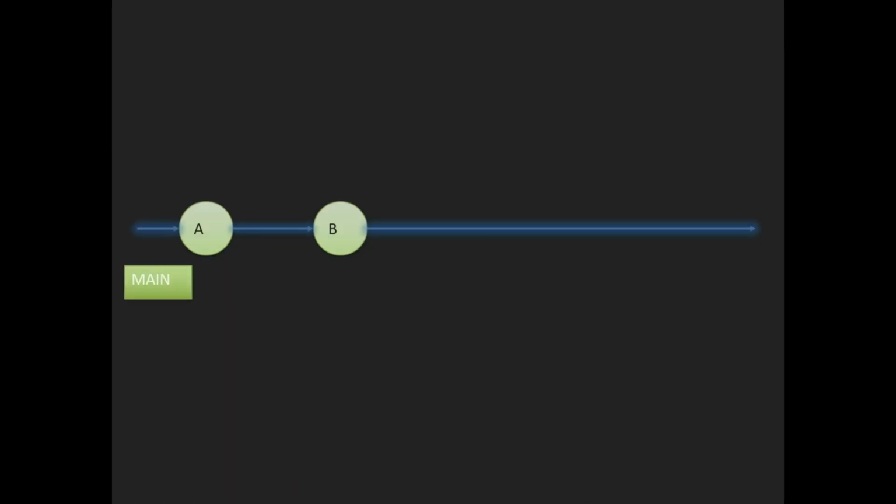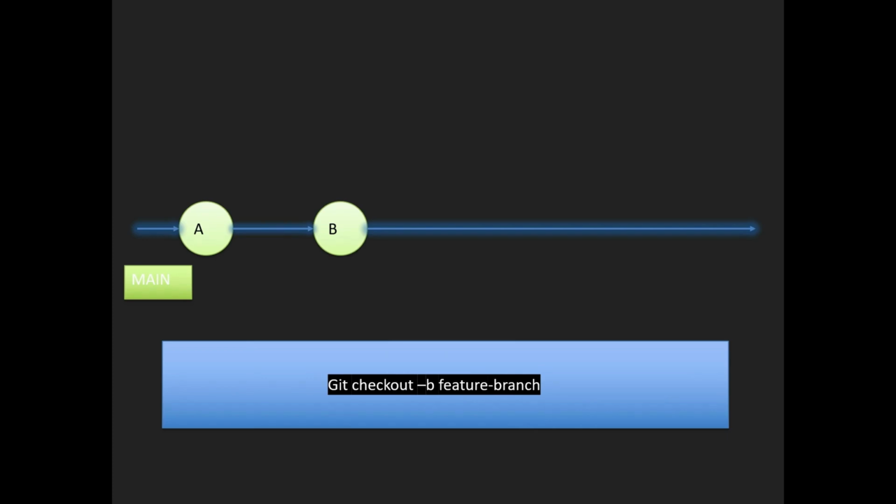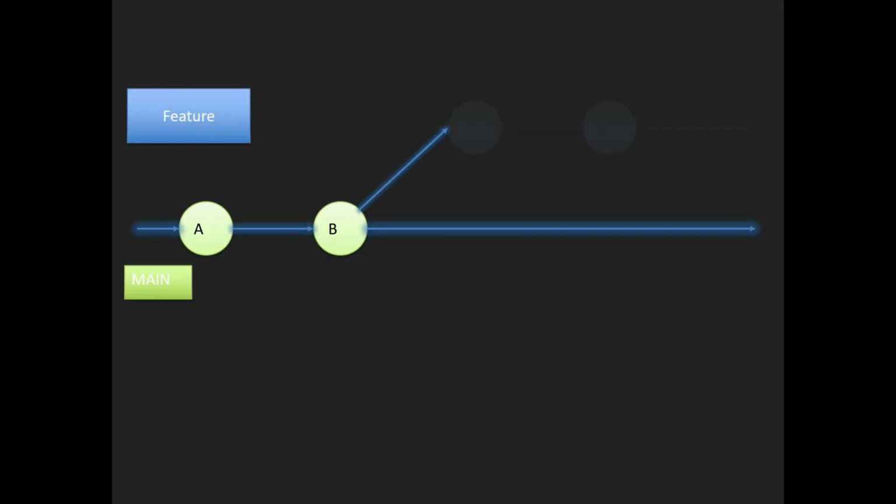Determine the fate of your history. We have a main branch, or the timeline, where we have multiple commits like A, B, C, and so on. When we want to create a new branch, or a new variant, we type git checkout -b and the feature branch. So now the feature branch will be created from the last commit of the main timeline.